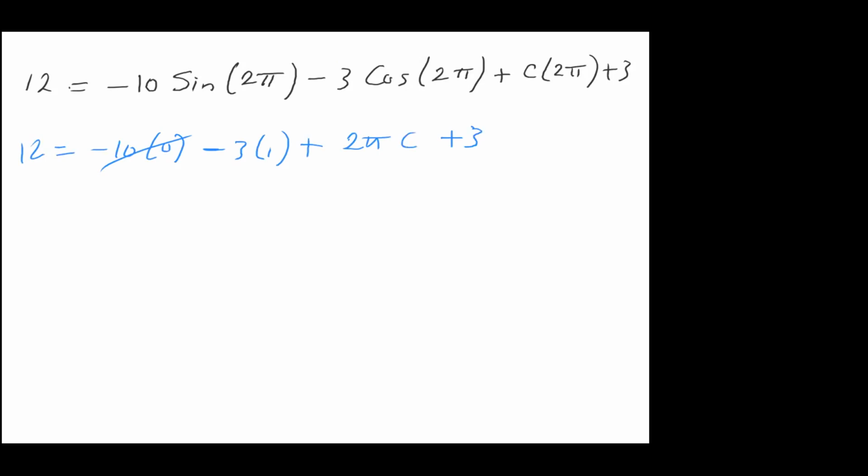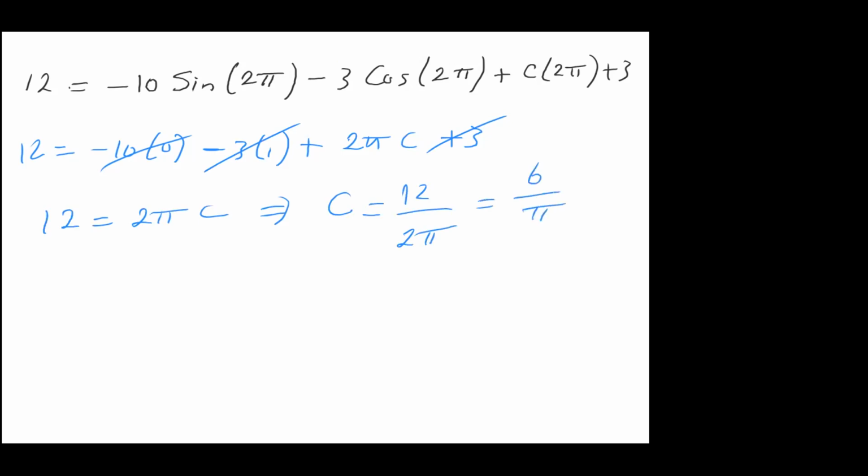So notice that here, this 3 and negative 3 cancel. So I have 12 equals 2 pi c, and that implies that c equals 12 divided by 2 pi, which is the same as 6 over pi.